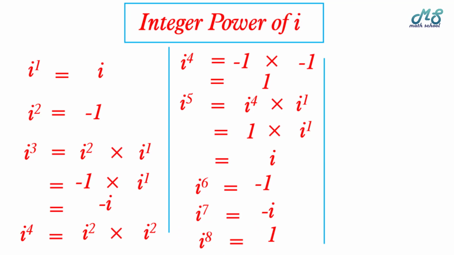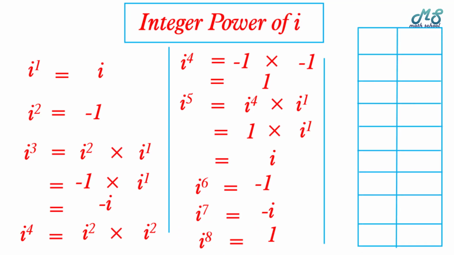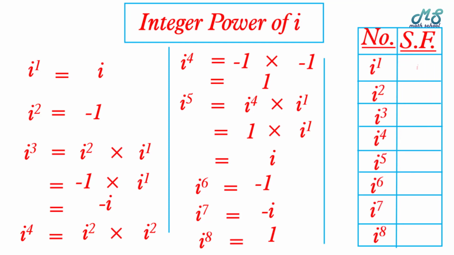Now we can summarize in this table. It is very important, you must study it. The number and its simplest form. I raised to the power 1 equals i. I raised to the power 2 equals -1. I raised to the power 3, we studied before, equals -i. Now i raised to the power 4 equals 1. We will repeat the same values: i, -1, -i, and 1.